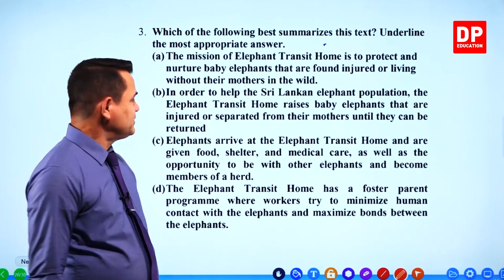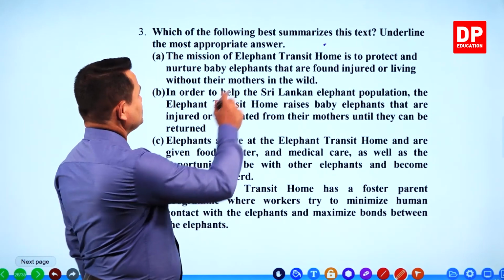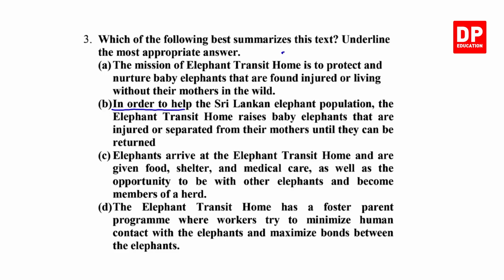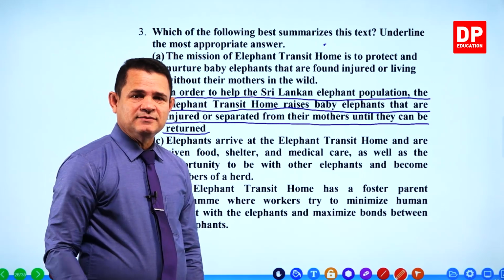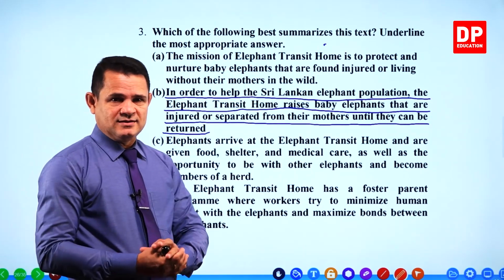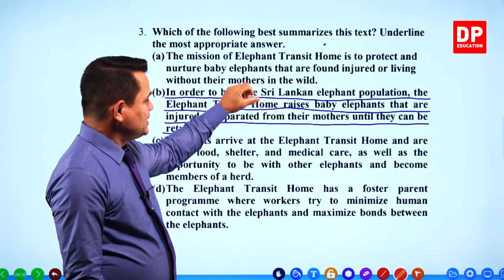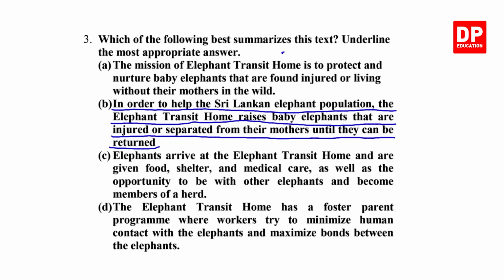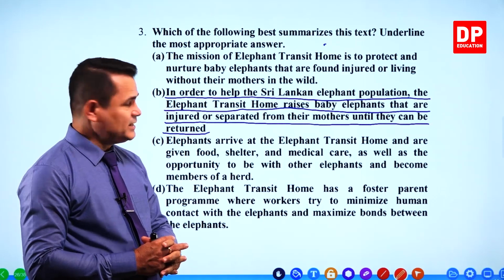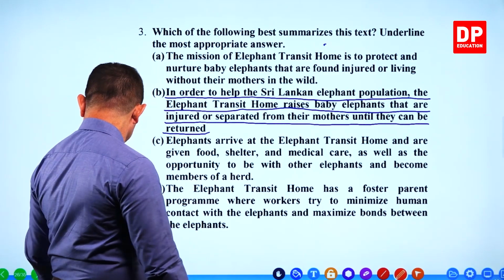I think the second one, this answer, gives it. So then you have to underline. So this is the answer. In order to help the Sri Lankan elephant population, the elephant transit home raises baby elephants that are injured or separated from their mothers until they can be returned. So this gives the summary of the whole text which we read, the whole idea shortened. Right? So then the answer is clear to you. Now let's look at the next question.